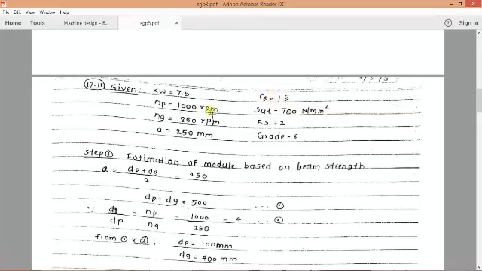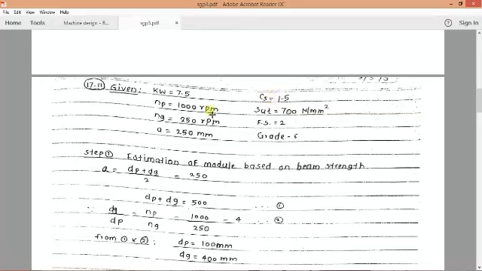So here the center distance is given to us, and we try to calculate the diameters from this equation. As the center distance is equal to the addition of the radii of both gears, dp plus dg divided by 2 is equal to 250. It is given to us. By solving this equation we get that dp plus dg is equal to 500.